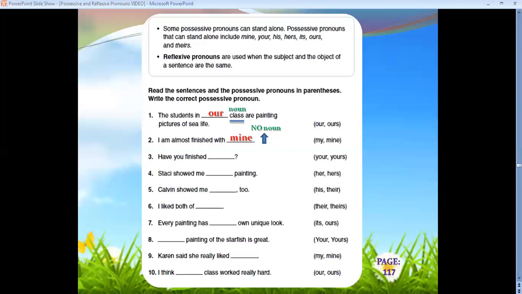Four. Stacy showed me painting. I have a noun here. So do I have to say her painting or hers painting? What do you think? Of course, her painting. Calvin showed me his or their too.